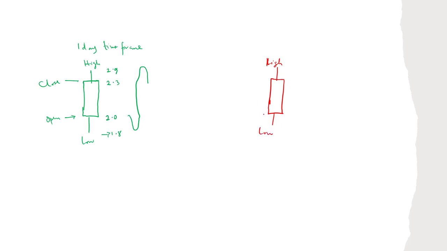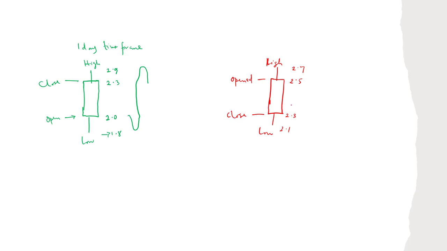So this place is where the candle closed, and this place is where the candle opened. What this is telling us is that, for example, let's say this price is at 2.5 when the candle opened, it went up to, let's say, 2.7, and it started coming down till it reached somewhere around this point here, which is, let's say, 2.1, and it comes up again to, let's say, somewhere around this place, which is 2.3.